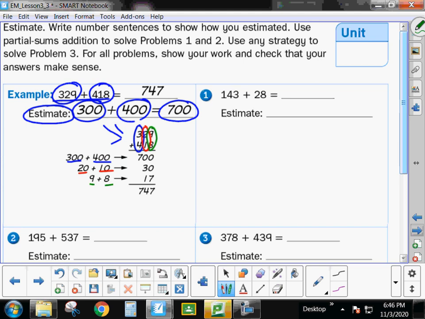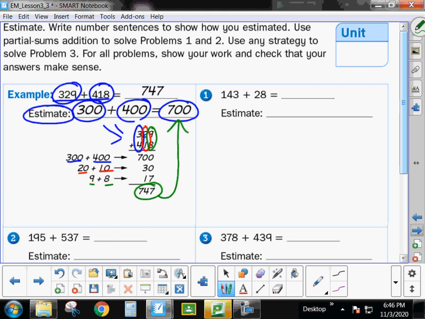Then they went ahead and they added all of their columns. They got 7, 3 plus 1 is 4, and 7 plus nothing there is 7. So 747. Now when you look at your estimate to see if your answer makes sense, 747 is pretty close to 700. So you know that your answer is probably correct because it does make sense with your estimate.